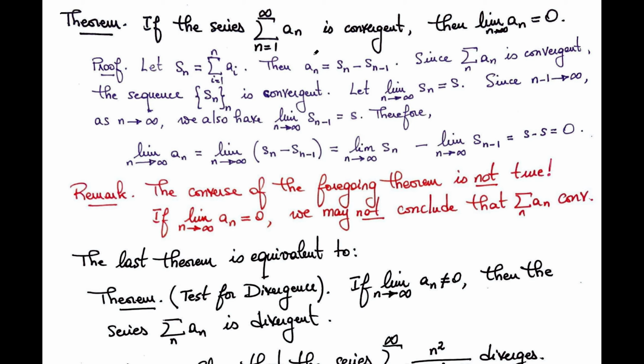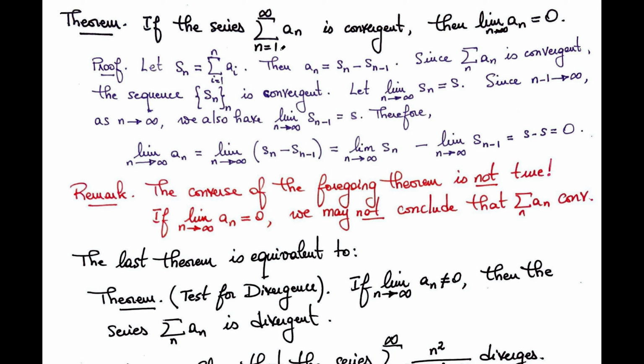As such, since this holds for all n, at the limit, as n goes to infinity, this is going to be the limit of the difference, which is the difference of the limits. Remember, we can split them up. This is one of the limit laws that we learned in the previous section. But each one of them is S. So this becomes S minus S, which is 0. So if a series converges, then its terms are going to go to 0 as n goes to infinity. Okay.